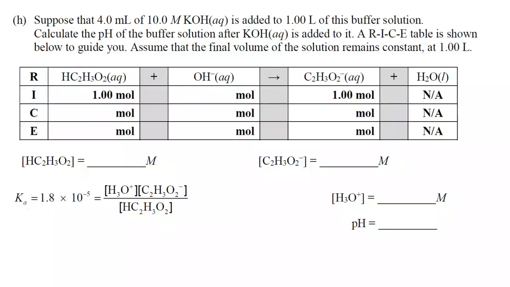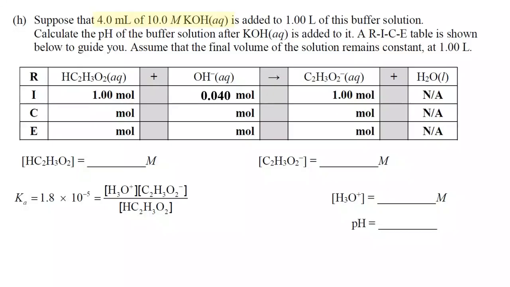Now we have 4 milliliters of a 10 molar solution of potassium hydroxide. And when you do the calculation to determine the number of moles of hydroxide, it will be 0.004 liters times 10 moles per liter. And we get 0.040 moles of hydroxide. So same number of moles that we had of hydronium ions back in part D.